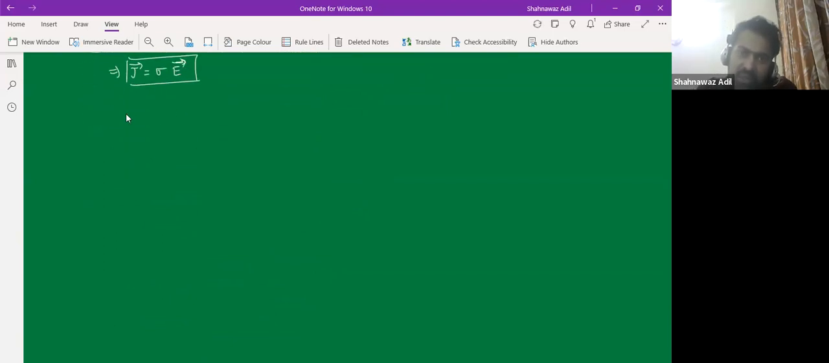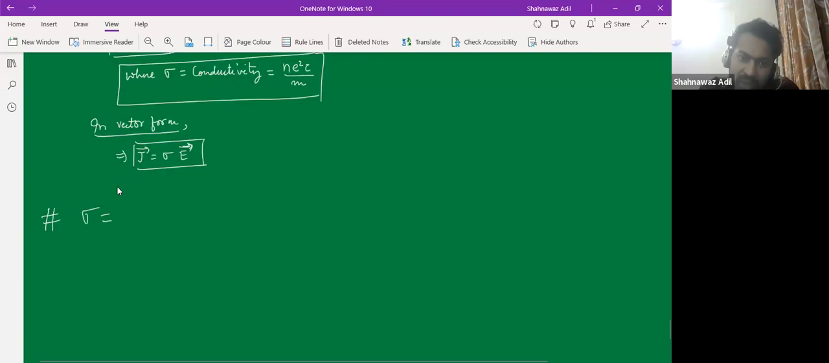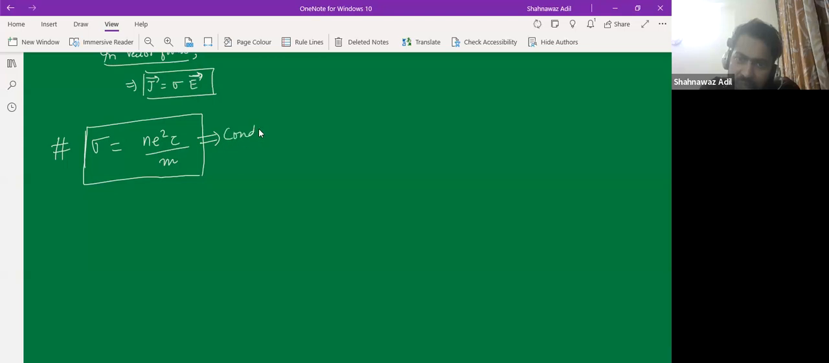So now, what did we get from the microscopic form? We got conductivity, which was n e square tau by m, right? So this is conductivity. From this conductivity, what can we calculate?